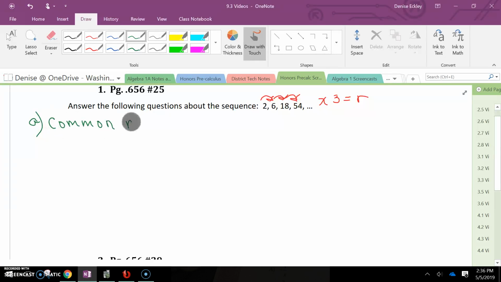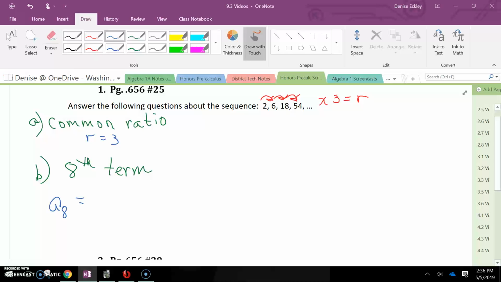So in this case, we're asked to find the 3. What are we multiplying to get from term to term? So our R is going to be 3. And in part B, we are asked to find the 8th term. So we're asked to find a sub 8, which again, like number 21, I'll come back to after I find a formula.